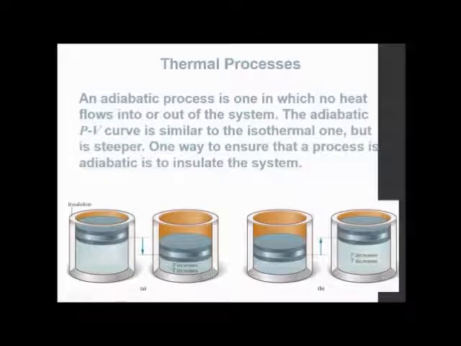Now in the case of an adiabatic process, ΔQ = 0, in which no heat flows in or out of the system. The adiabatic PV curve is similar to the isothermal one, but it is steeper, that is, the slope is much sharper. One way to ensure that the process is adiabatic is to insulate the system. You can consider both of these diagrams.